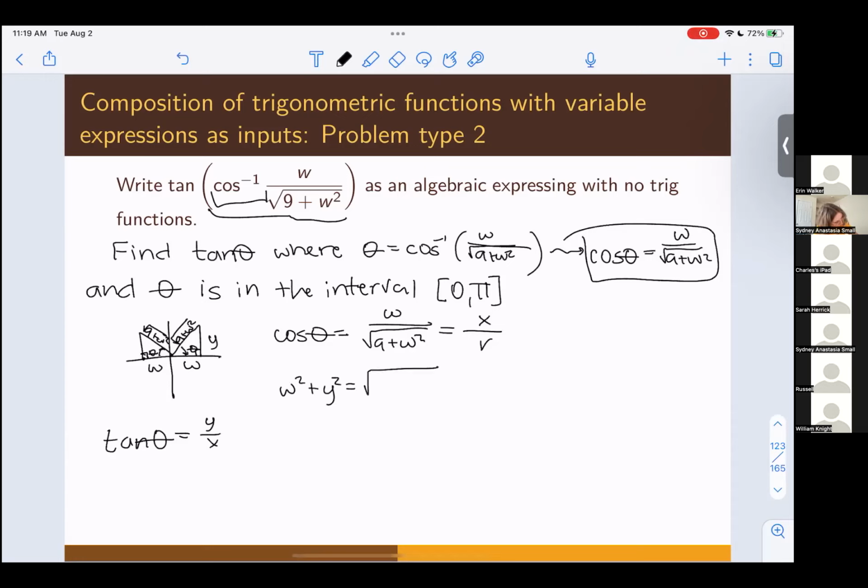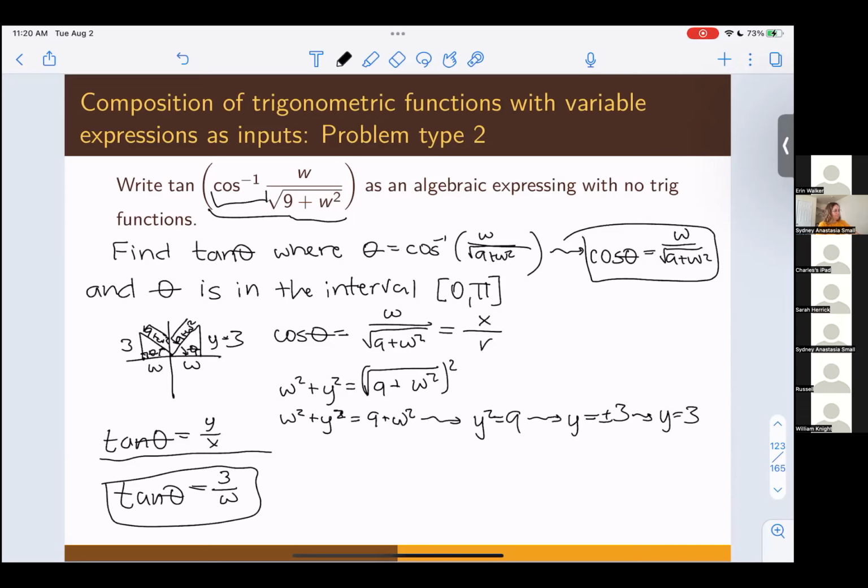Nice. So using our expression for tangent theta, I know that tangent of theta is equal to the y value, which is 3, over our x value, which is w. And your final answer is 3 over w. Questions?